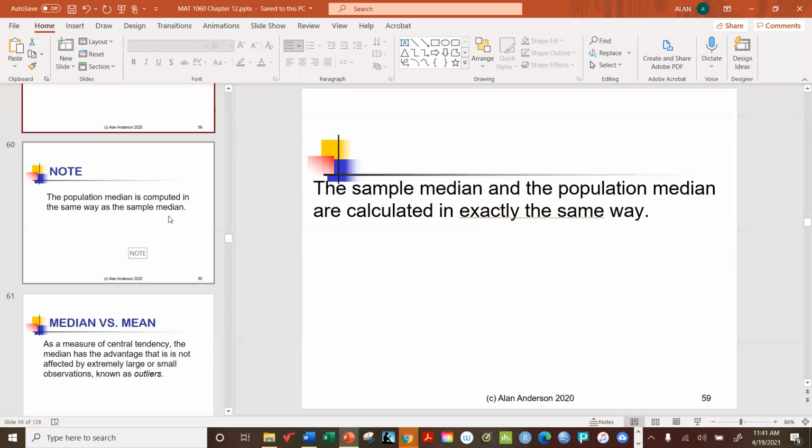All right, so now what we would like to do is briefly discuss when we would use the median and when would we use the mean. Both of them are measures of central tendency. Neither one is a better choice, but under some conditions, one of them is a better choice than the other. So what exactly is this all about?